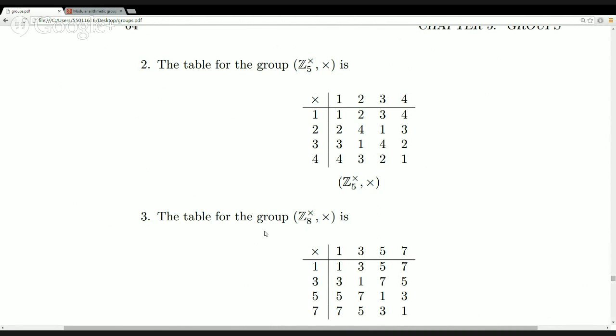5 times 2 is 10, which is 3. 5 times 3 is 15, which is 1. 5 times 4 is 20, which is 6. 5 times 5 is 25, which is 4. And 5 times 6 is 30, which is 2.